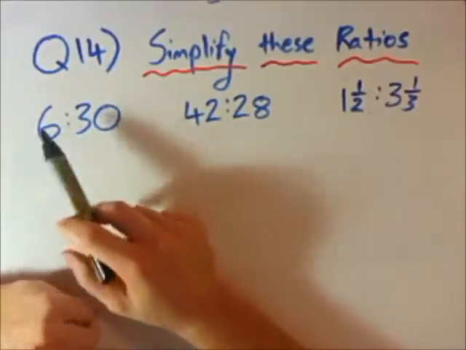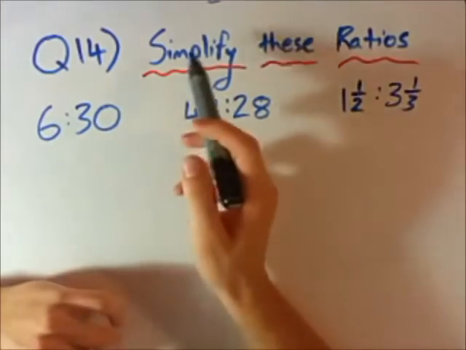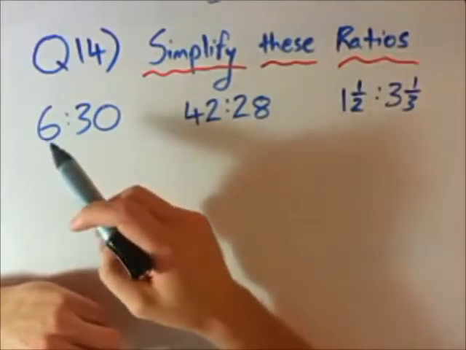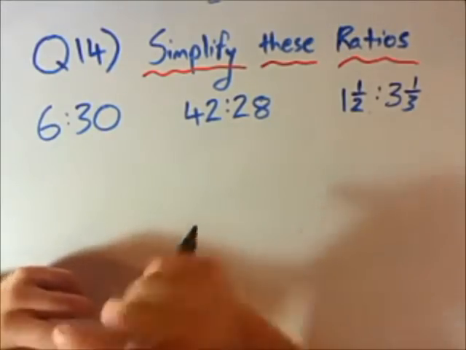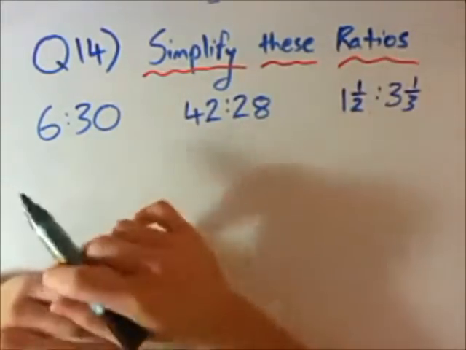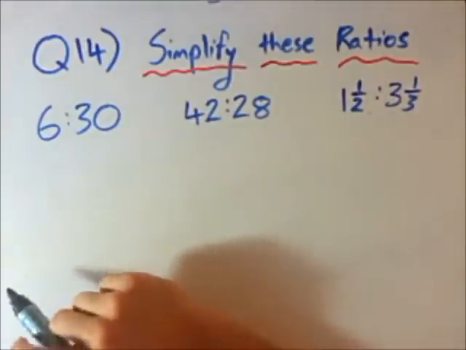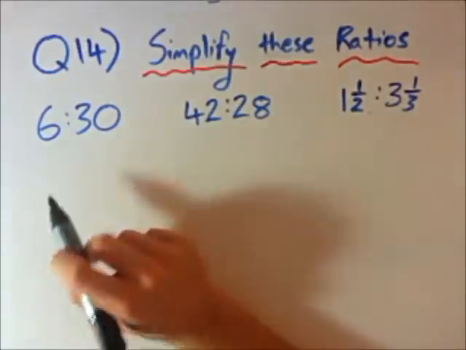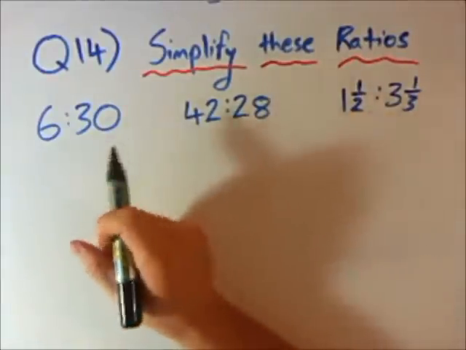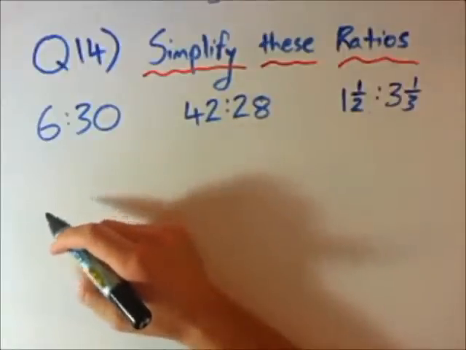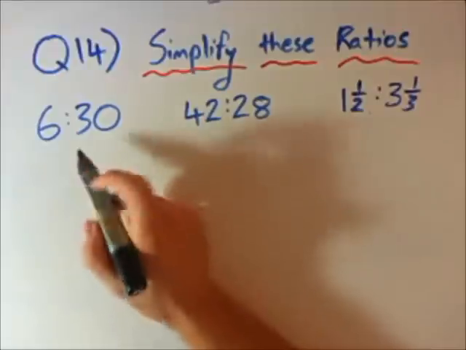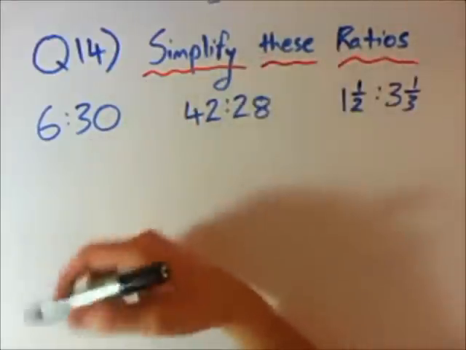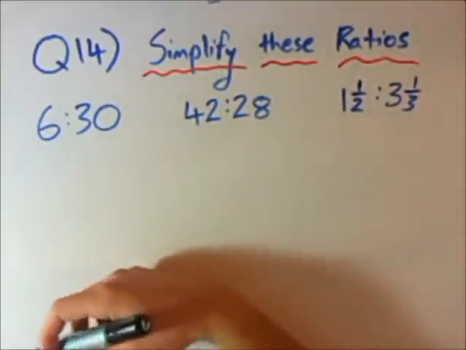6 boys, 30 girls. Now, when we say simplifying these ratios, it would be like when you're driving home with your parents and they say, what's the ratio between boys and girls in your class? Well, you wouldn't really want to say 6 to 30. You want to say a little bit simpler, like, I don't know, 1 boy for every 5 girls, or 1 boy for every 4 girls. Let's go and find out how to simplify it so we can say it in simplest form.